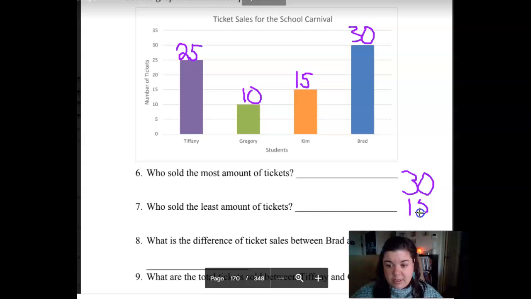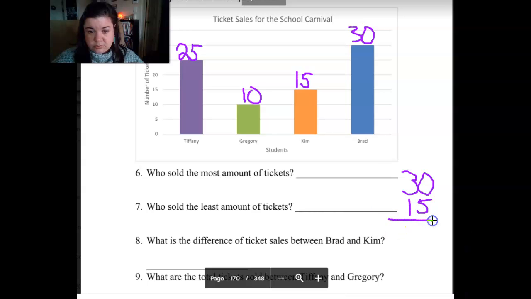Kim at 15. And it wants the difference, so it's a subtraction problem. Whoa, how do we do this? We can't take 5 take away 0. We can't take anything from there. We have to borrow. Do you remember borrowing? I've learned that last year.